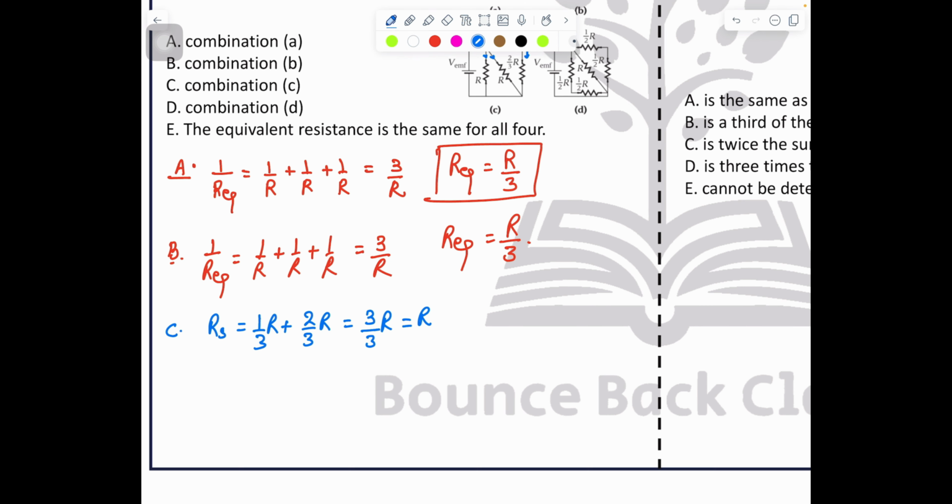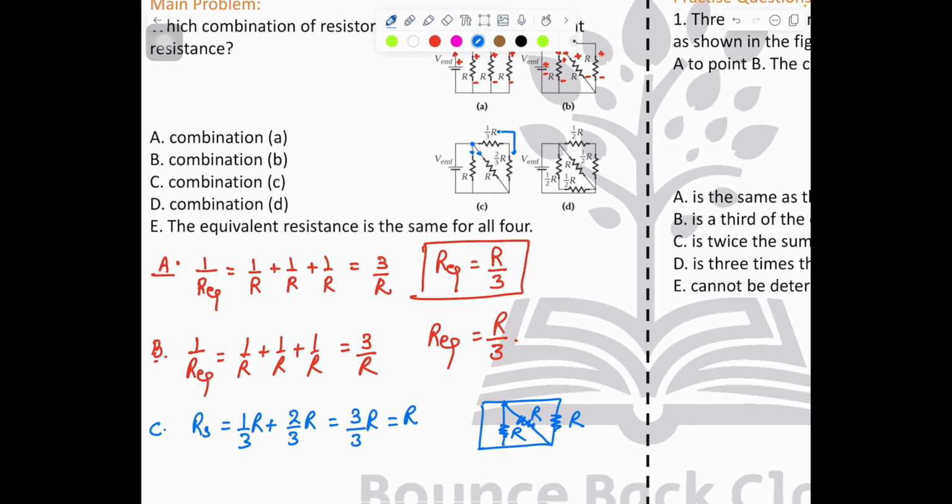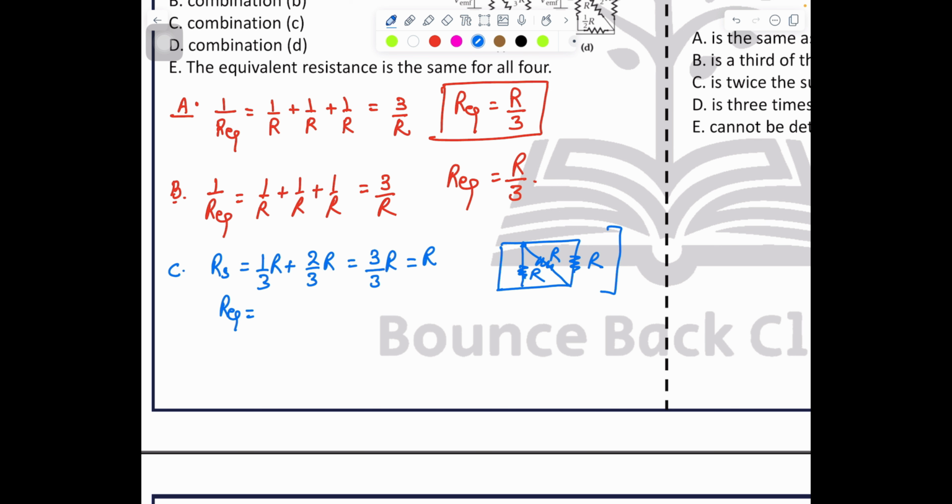Now can we redraw the structure? So the structure will become like this. This is your R. From here this will become your R and this will become your R. Same like structure number 2. All three are in parallel. So you will get R equivalent same as case B. So it will become R divided by 3.